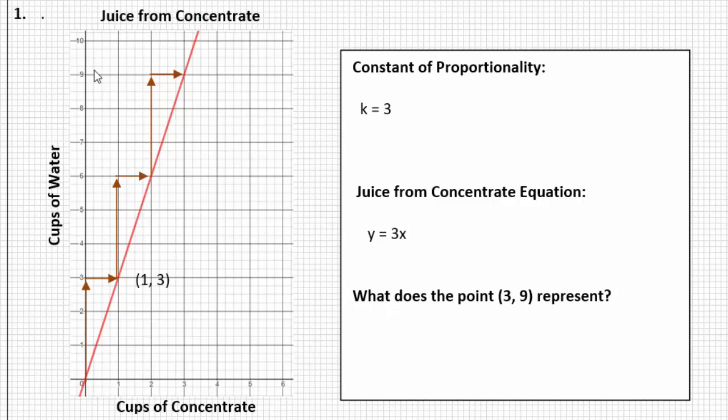Now, based on what this graph is about, can you determine what the point 3, 9 represents in regards to making juice from concentrate?